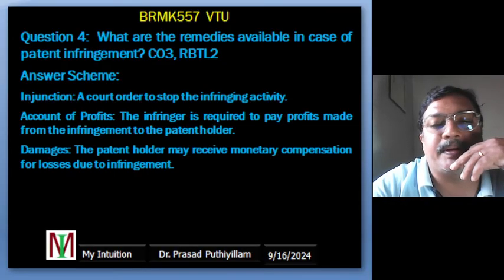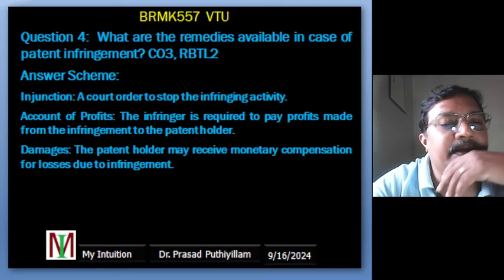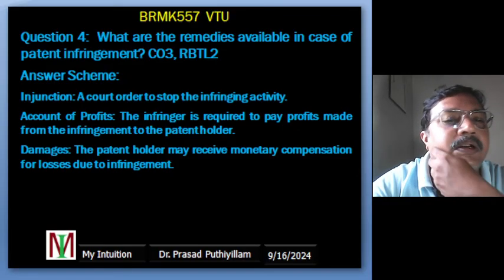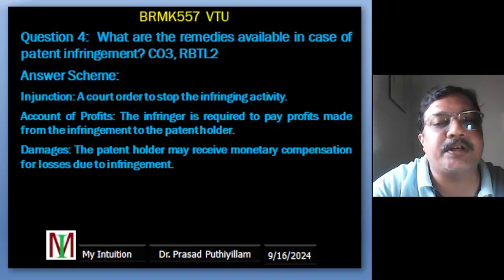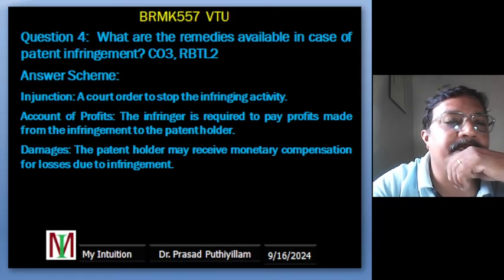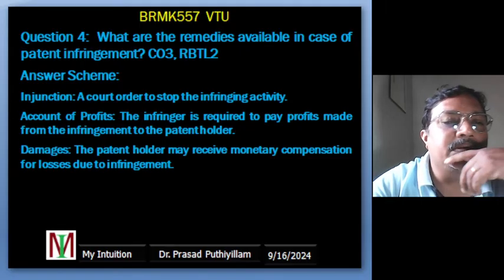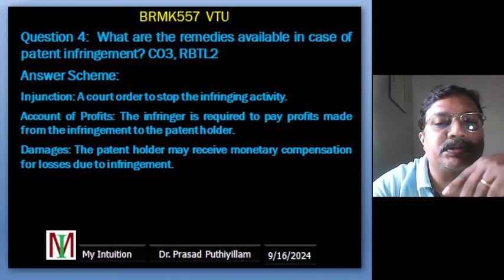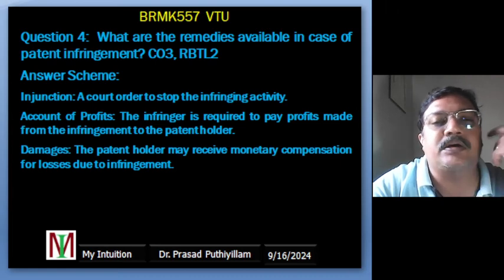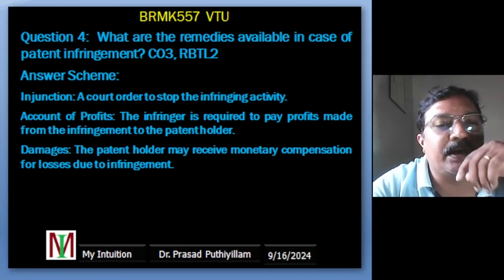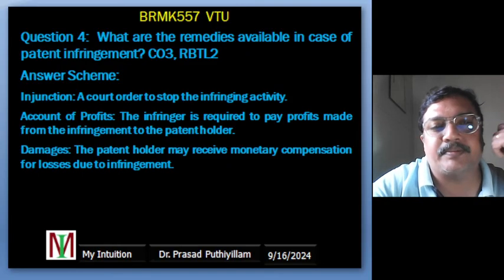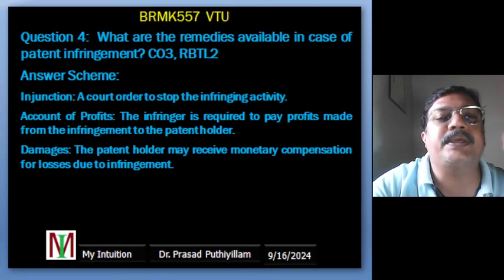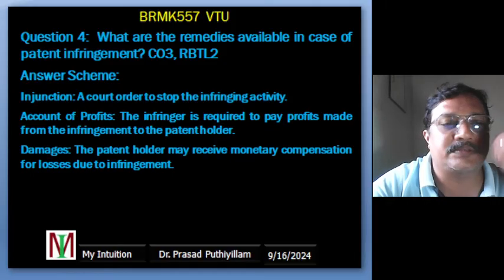Now third point, that is damages. The patent holder may receive monetary compensation for losses due to infringement. The damages are the money that we receive if someone has used our invention without permission, and it causes us to lose money. So it's like being paid back for the losses.